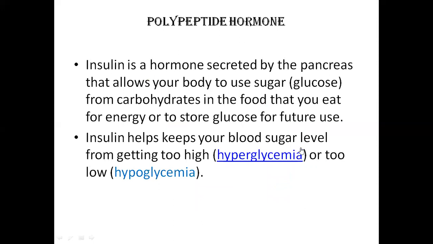Here, hyperglycemia is a condition where the blood glucose level is too high in the blood, and hypoglycemia is a condition where the blood glucose level is too low in the blood. Both conditions are fatal to a human being, so it's necessary that insulin is produced and the blood sugar level is maintained at a normal range.